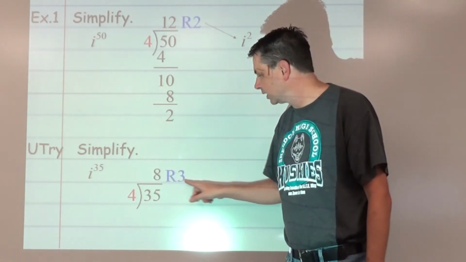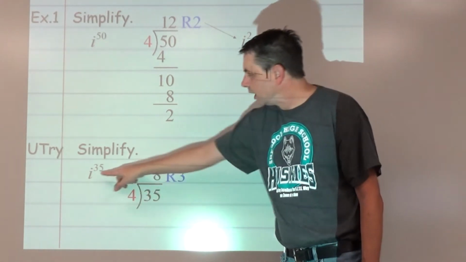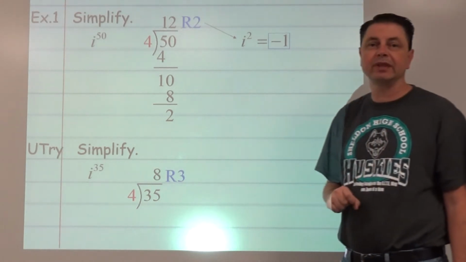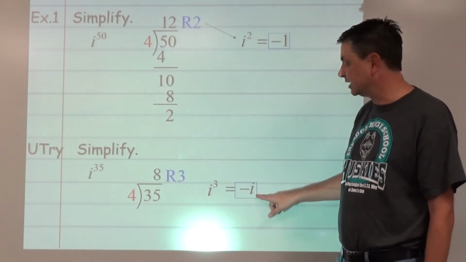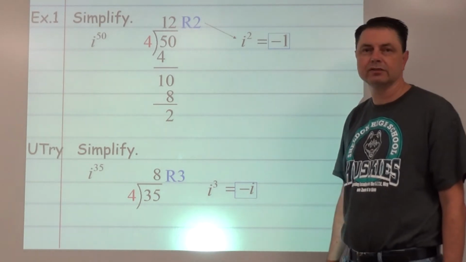Dividing by 4, we get a remainder of 3. So I to the 35th power is the same thing as I to the 3rd power. And I to the 3rd power is -I. That's our answer.